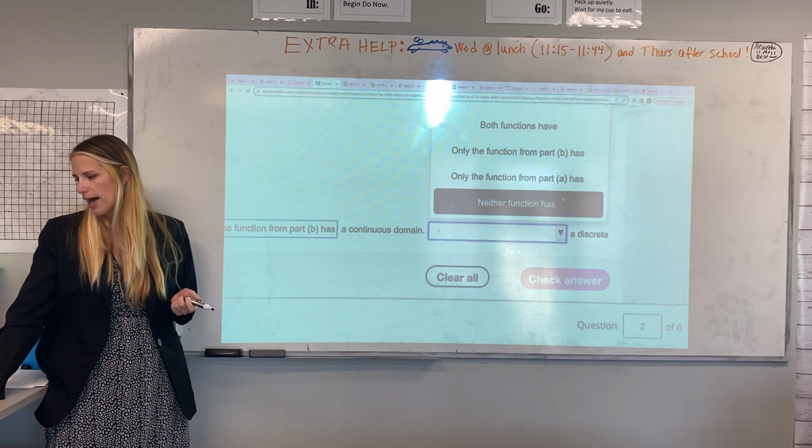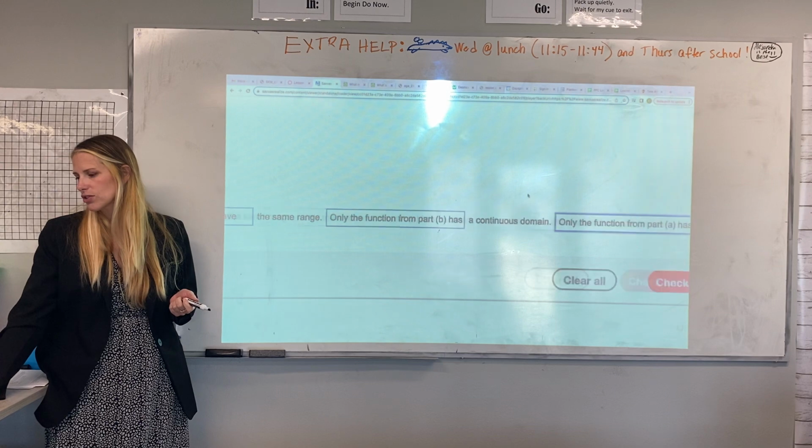Blank has only the function from part A has a discrete domain.